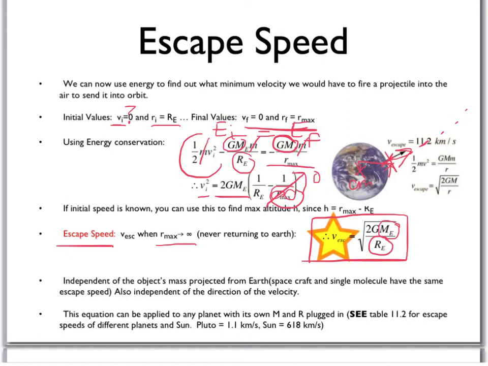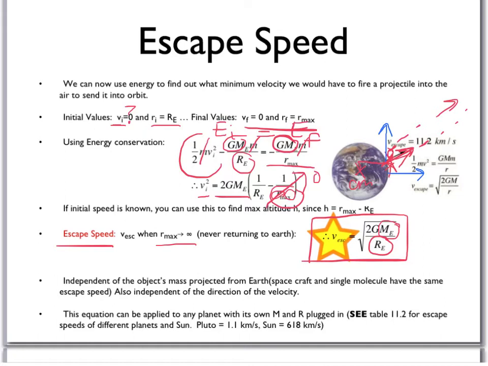Now notice how this equation is independent of the object's mass that's being projected away. So whatever it is that we're shooting off the planet, the mass of that thing doesn't matter, which means we could be talking about a gigantic spacecraft, or we could be talking about a single molecule of nitrogen. And each of these will have the exact same escape speed because their mass does not matter. It's also independent of the direction of the velocity. So we could be shooting it up this way, but we could also be shooting the object kind of like this. It doesn't really make a difference which way you shoot that. It would be independent of that direction.